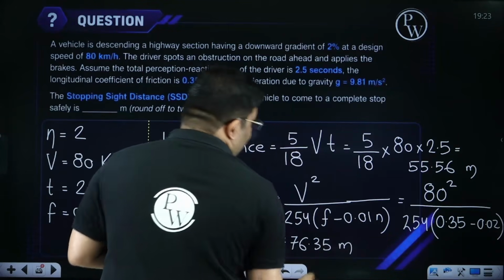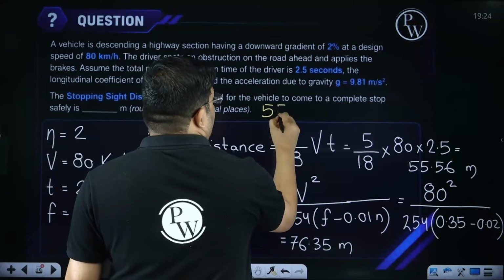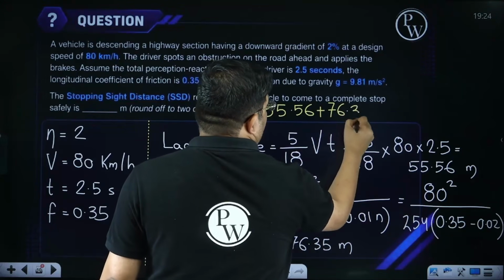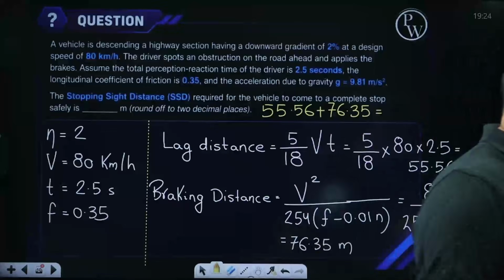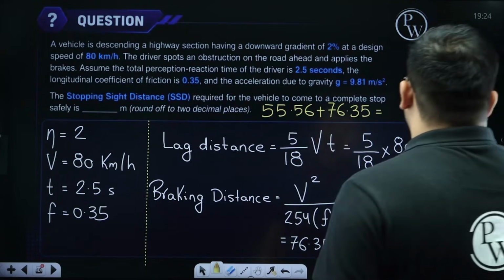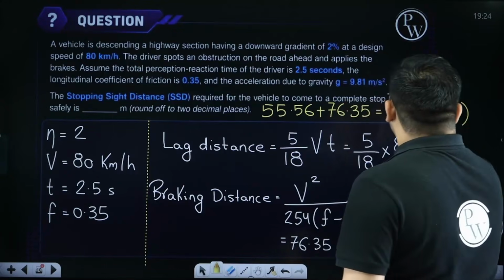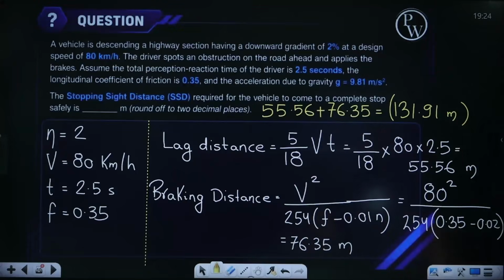I am getting this value as 76.35 meter. So I got the lag distance as 55.56 and the braking distance as 76.35. So I'll add both of them, because SSD is lag distance plus braking distance. This is 55.56 plus 76.35. I'm getting a value of 131.91 meter. So this is the stopping sight distance. Pretty simple, right? We found the lag distance, the braking distance, and we just added them up.